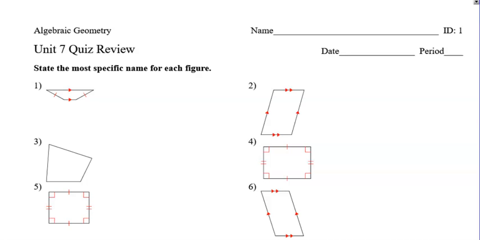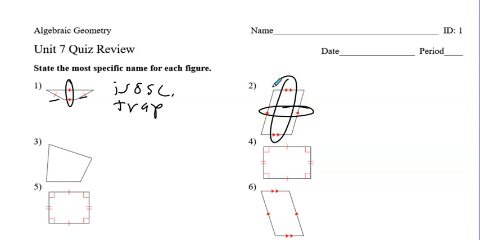All right, review. Right here we have parallel lines, only one pair, which makes it a trapezoid. But two equal legs make it an isosceles. I did that. Switch the letters. Isosceles trapezoid. Number two, two pair of parallel lines makes us a parallelogram.